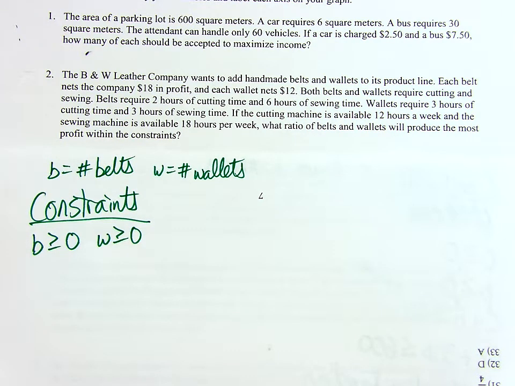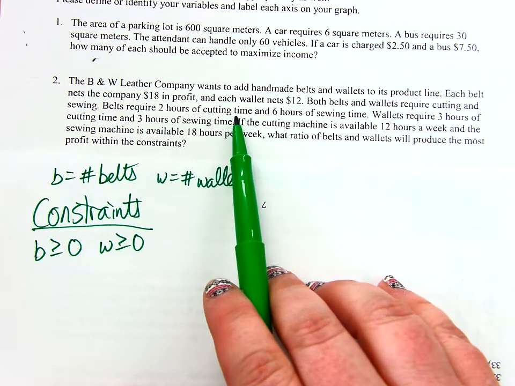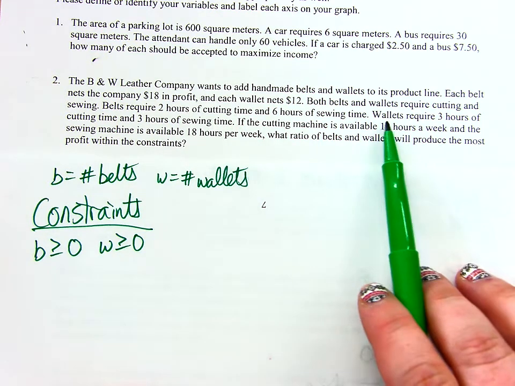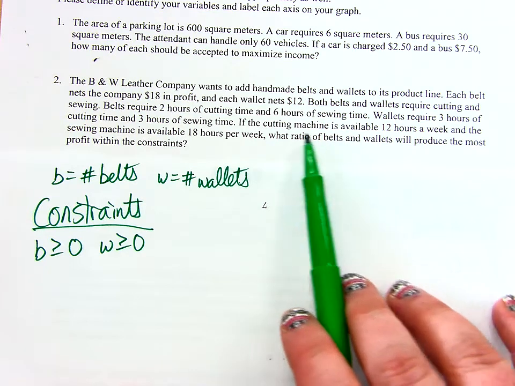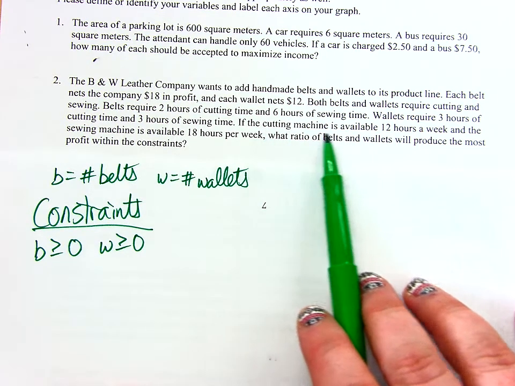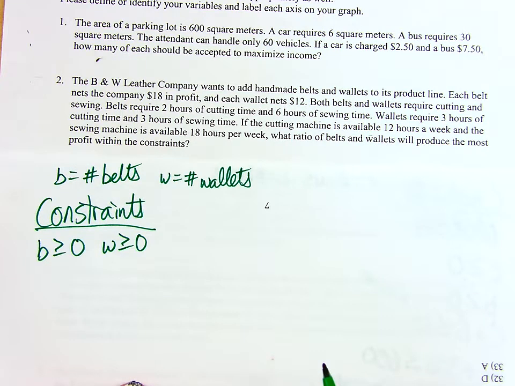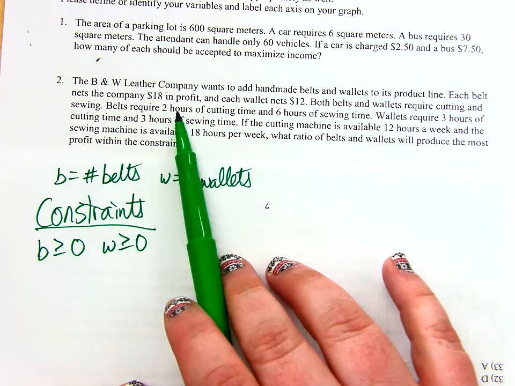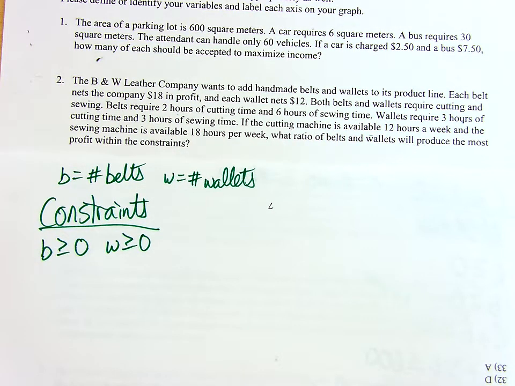So, let's deal with cutting first. If we go back and read, belts require 2 hours of cutting, and then look at wallets. Wallets require 3 hours of cutting. The cutting machine, oh, it is a machine, whatever. The cutting machine is only available 12 hours a week. So, belts require 2, wallets require 3, and I only have 12 to work with. Go ahead.